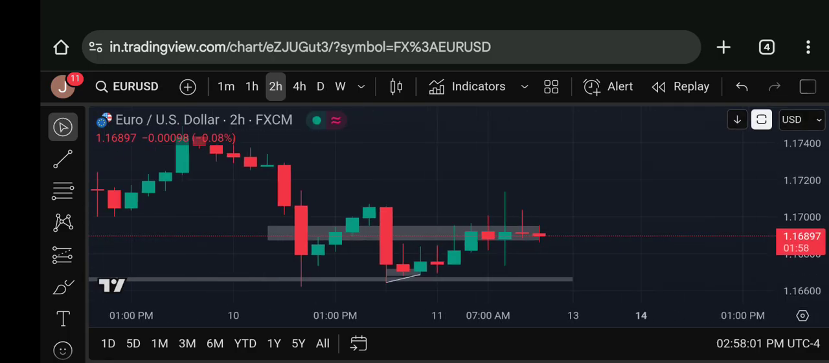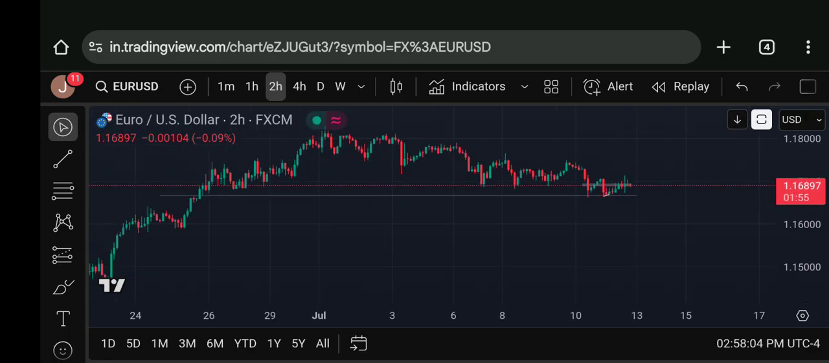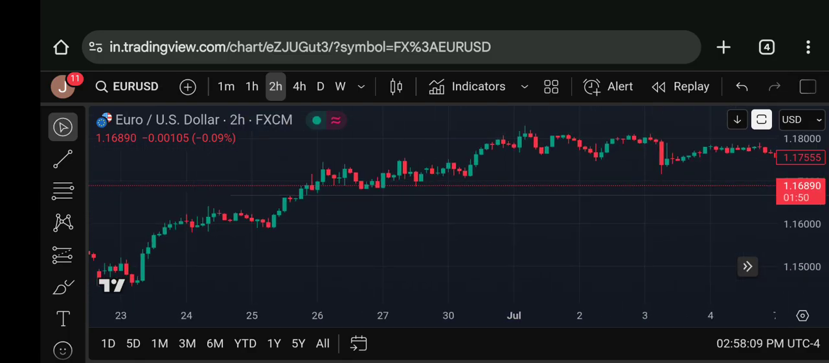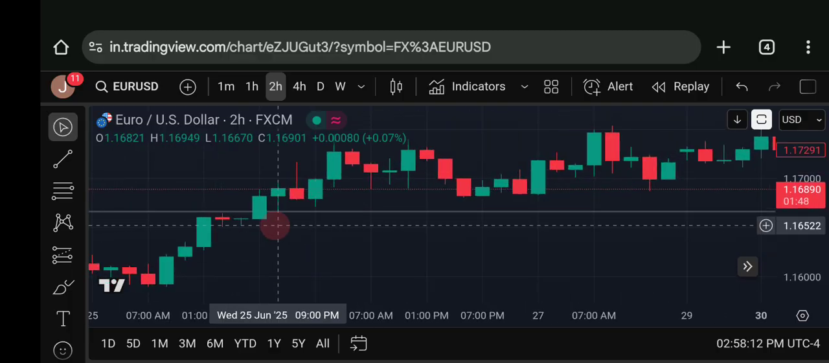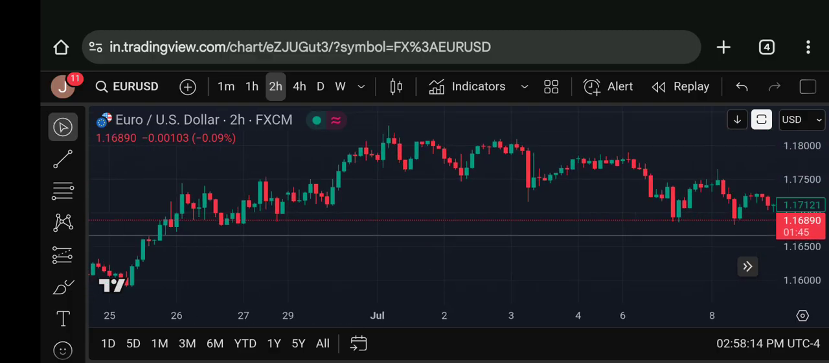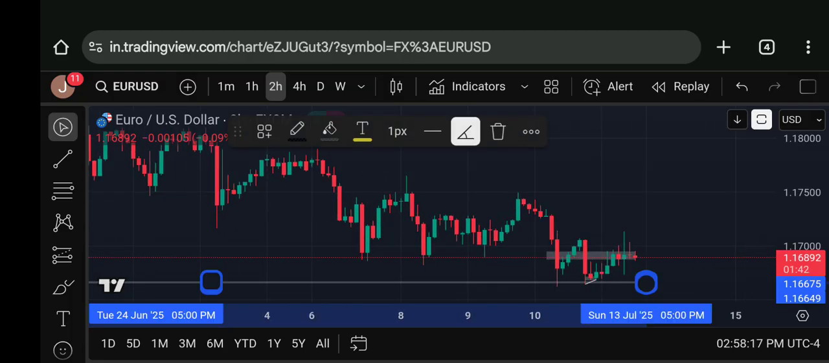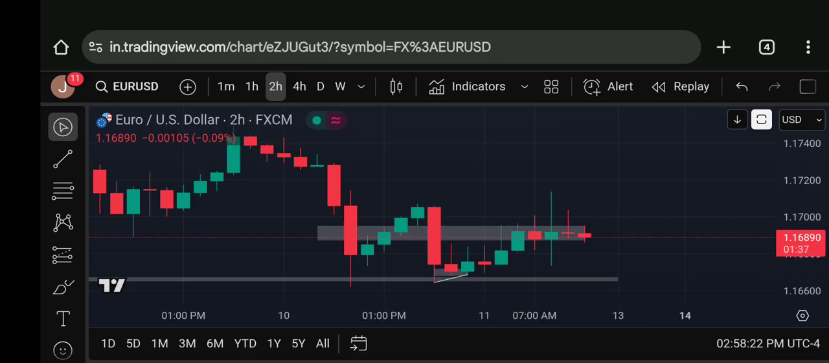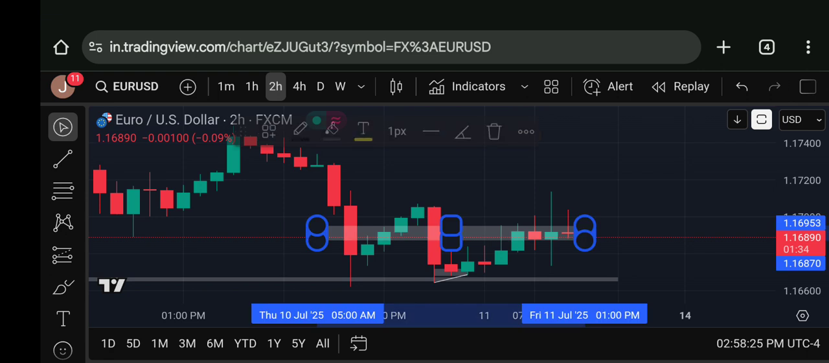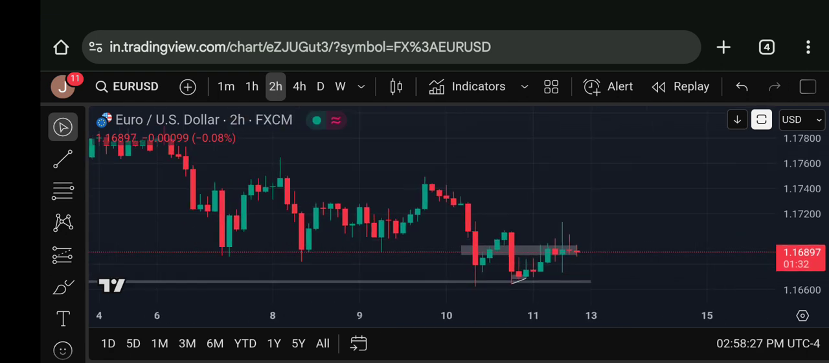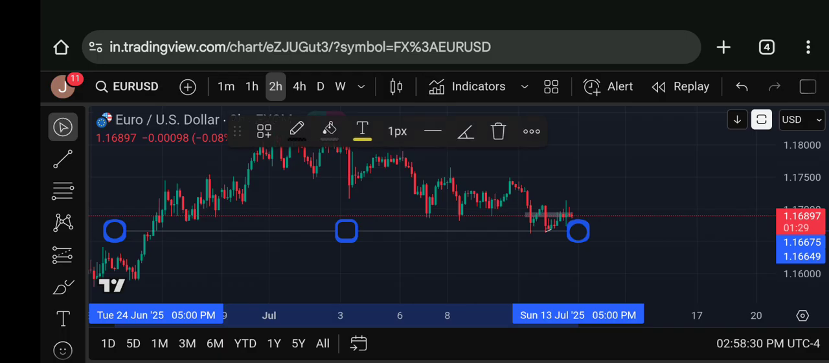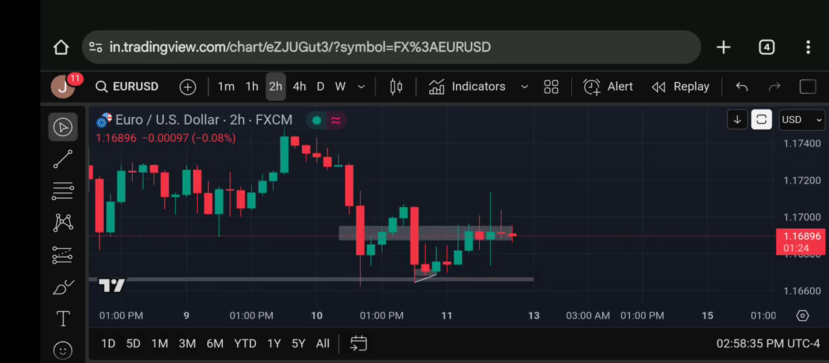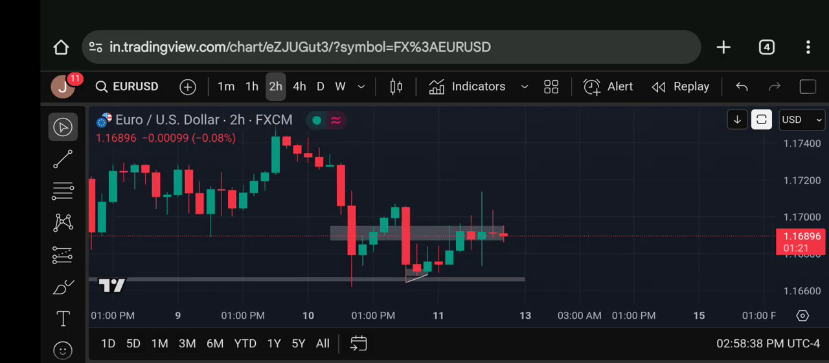And then on the 2-hour chart we can see that there was a bullish fair value gap here. This fair value gap I'm talking about. So from this bullish fair value gap to this bearish fair value gap was our higher time frame context, that is 2-hour IRL to IRL.